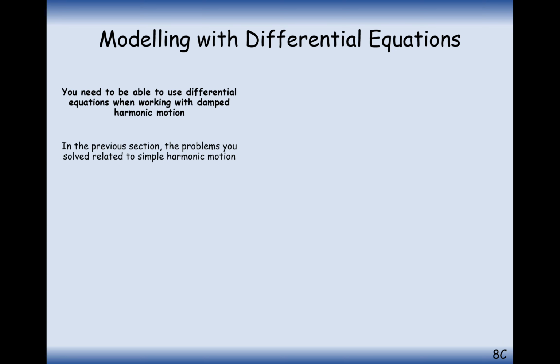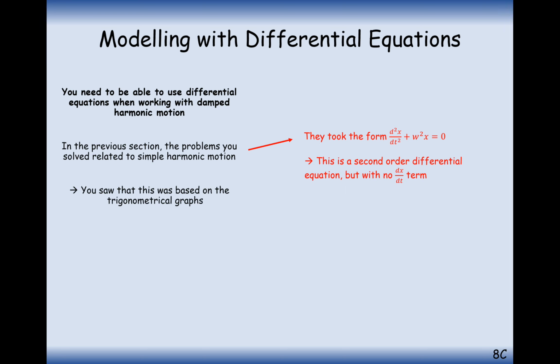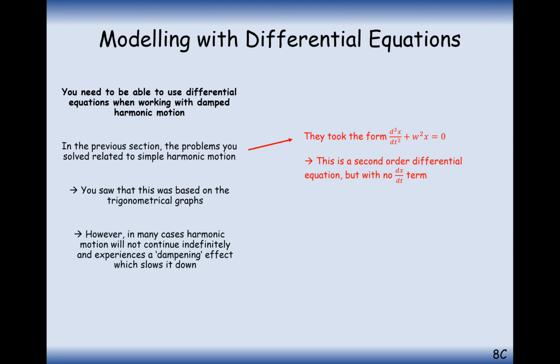So, in the previous section, the problems you solved related to simple harmonic motion. So that's just with this equation here, the second derivative plus omega squared x equals 0. This is a second order differential equation with no dx by dt term in it. You saw that this was based on the trigonometric graphs. However, in many cases, the simple harmonic motion will not continue indefinitely and experience a damping effect which slows it down.